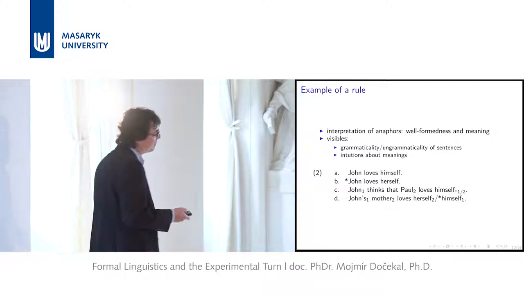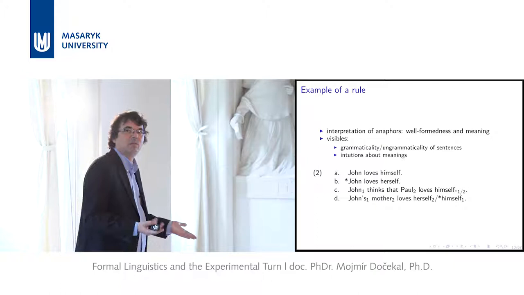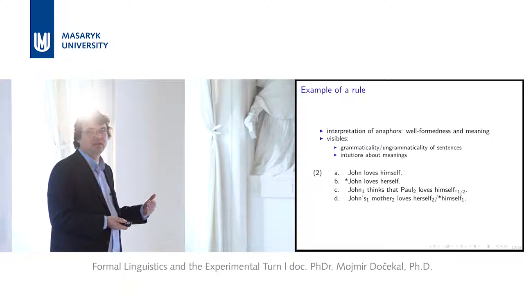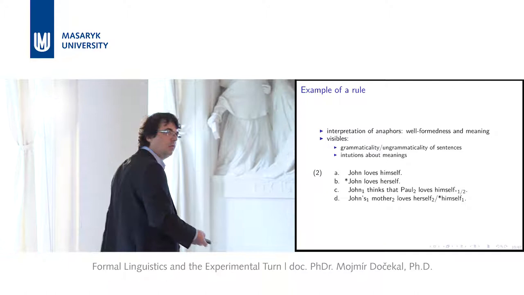So that's the second part of complex visibles you have. People have intuitions about meaning. So people categorize some sentences as grammatical and ungrammatical, and people have some intuitions about what the sentence means. And this is the bread and butter that linguists start with. And that's why maybe experiments came a bit late in formal linguistics, because everybody has intuitions about their own language. So people in linguistics started to do formal linguistics and started with intuitions about their own language. It was easy.